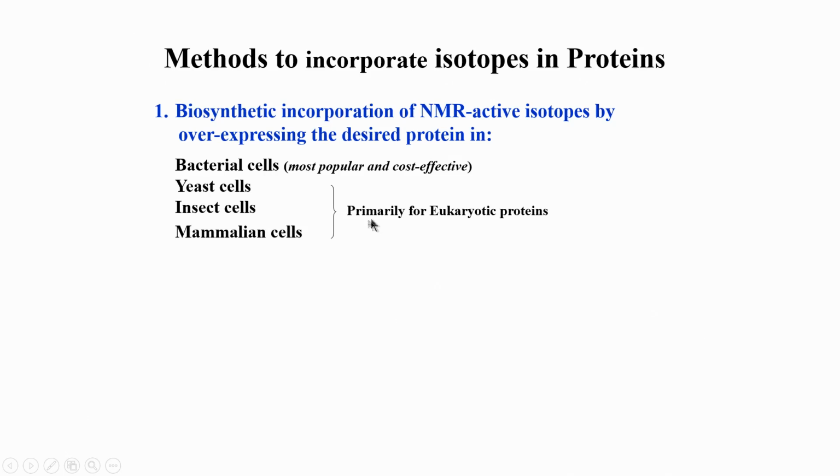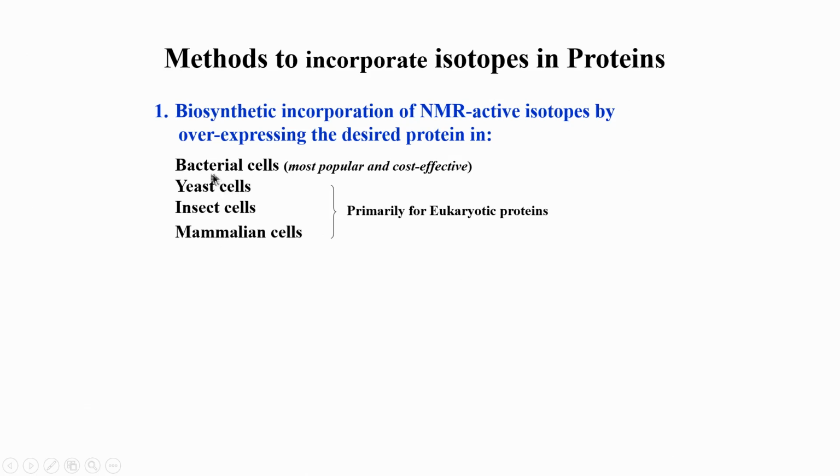That is why it is written here that these kinds of cells are mainly used for eukaryotic protein. But you have to keep in mind that as you go to these cells, the cost becomes exorbitantly high, or prohibitively high. It is very costly to make proteins in mammalian cells, for example, if you want to go for C13 and N15. So, very few labs in the world actually do this. The most popular, as I said, is bacteria or yeast.